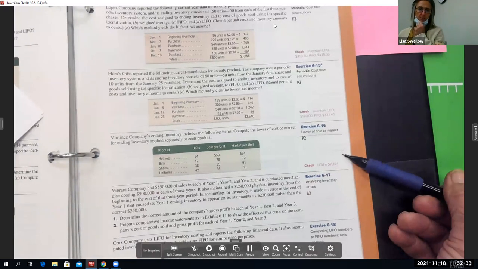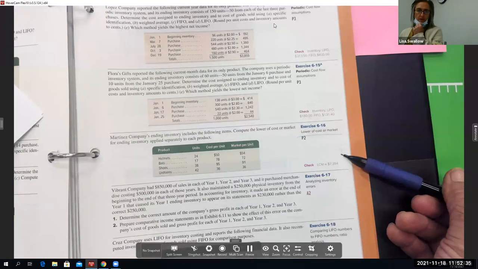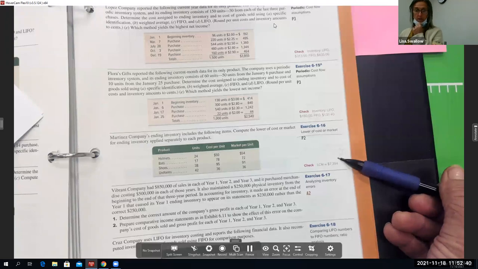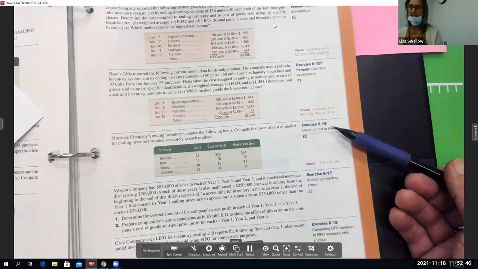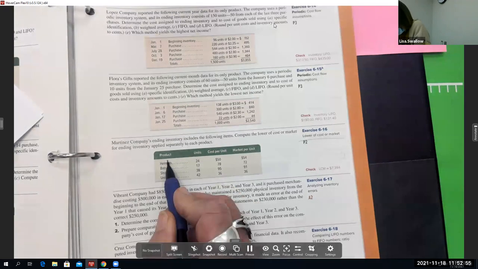And first off, let's talk about why we're even doing this. Everybody found it? Exercise C16, page 245. It looks like Martina's company is some sort of baseball goods company. They sell helmets, bats, shoes, and uniforms.